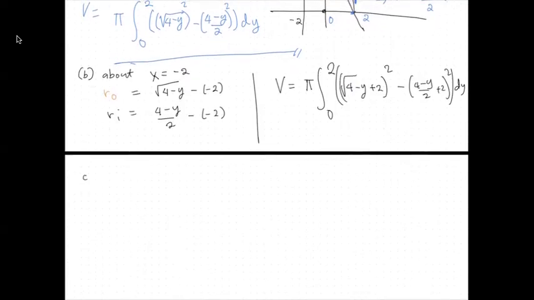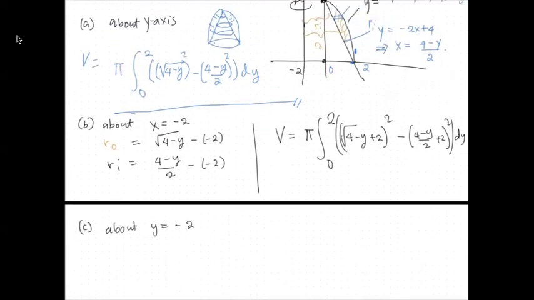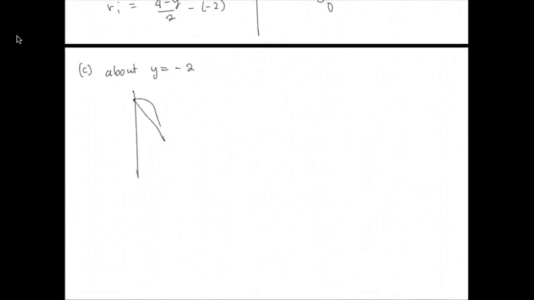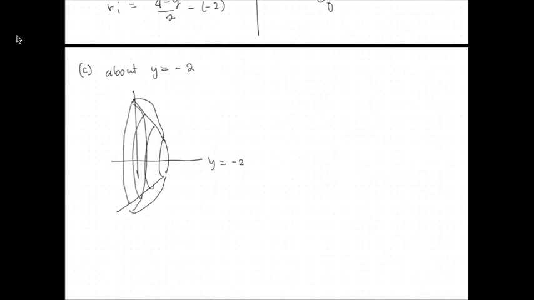But what about letter C? y equals negative 2. So y equals negative 2 is here. So you get something like this, and this is y equals negative 2. And you have something like this one, and then there's a hole inside. So I'll emphasize, this is your R outer, and this is your R inner.